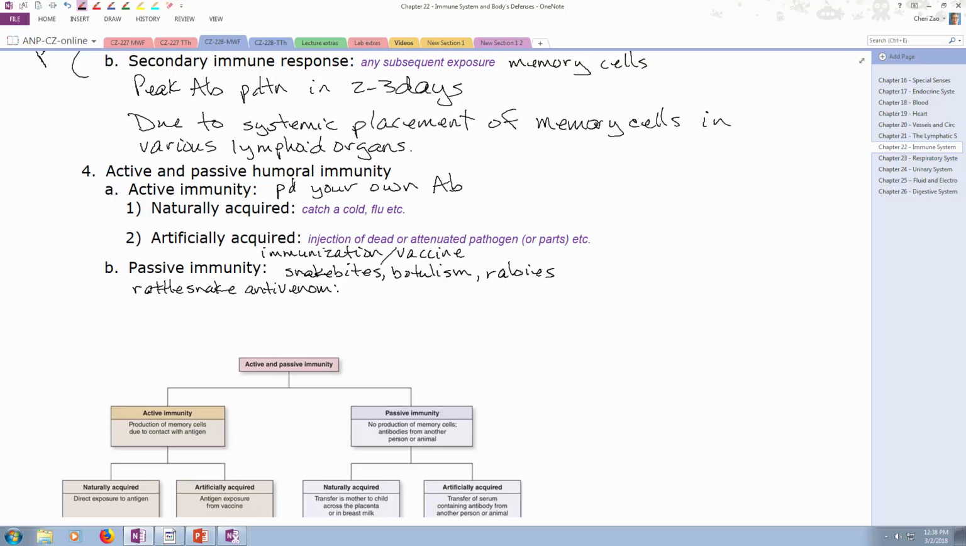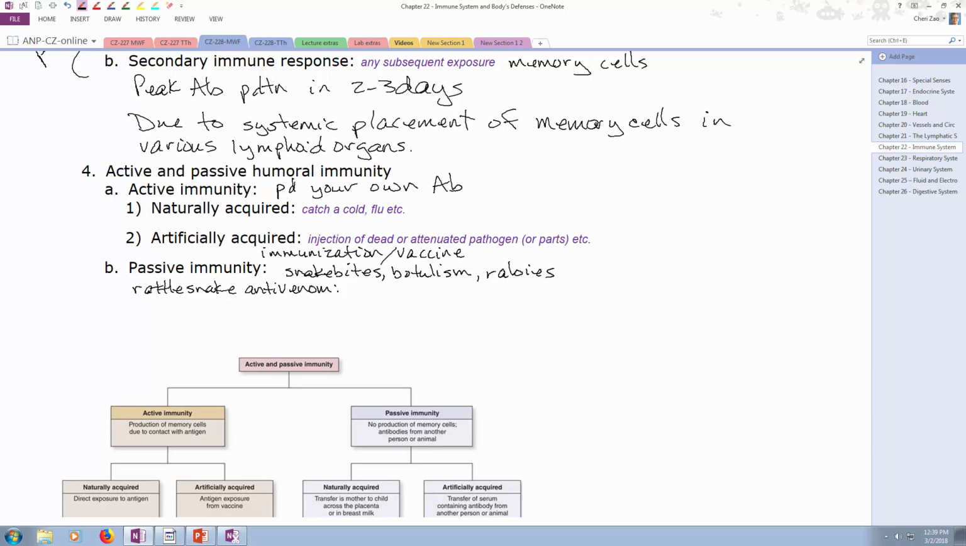We'll talk about how these antibodies actually work on rattlesnake venom in just a moment, but it's going to help us eradicate the rattlesnake venom from our system. So it's antibodies against very specific rattlesnake venom. Where do we get these antibodies? An animal. That's right, rattlesnake anti-venom.